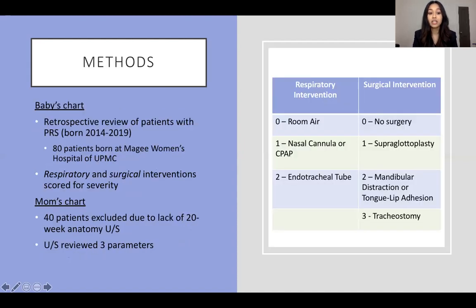For our methods, we did a retrospective review of 80 patients who were born between 2014 and 2018 in Magee Women's Hospital of UPMC. We did a chart review to look for respiratory and surgical interventions that were administered postnatally, and then scored them for severity using the guidelines you can see on the right. Then we went into the mom's charts and found that, unfortunately, half of our patients did not have ultrasound images from their 20-week anatomy visit. However, of the remaining 40 that we did have, we were able to measure for three different parameters.